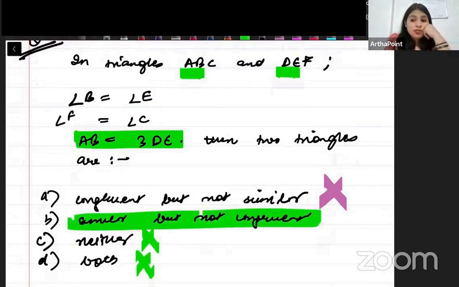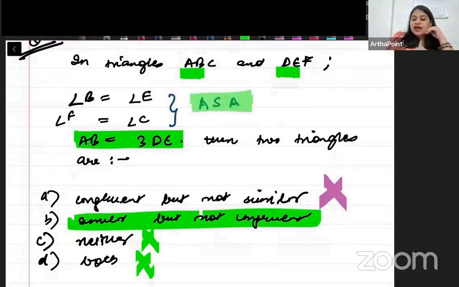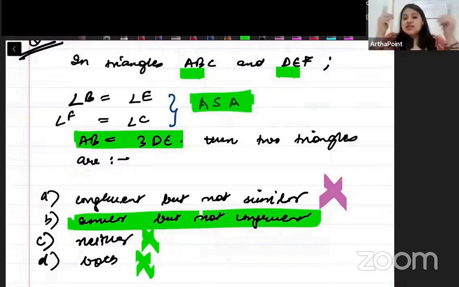Can you tell me by which property? The property will be ASA, angle side angle, that we just studied. Angles are equal and the middle side is proportionate. So by angle side angle, the two triangles will be similar to each other. So the answer to this question will be similar but not congruent, right? So these are some of the questions that I wanted to discuss with you based on triangles. Of course, there are multiple other questions that you can practice.